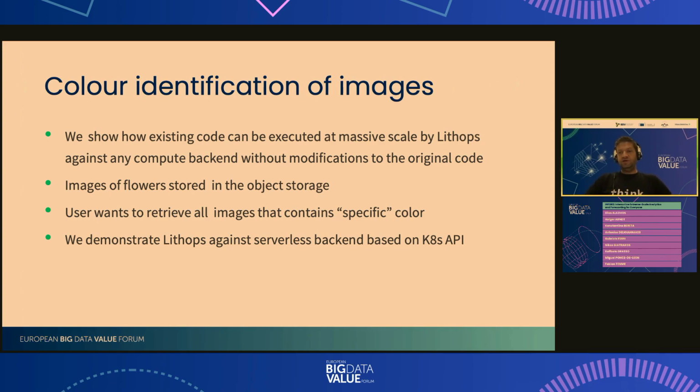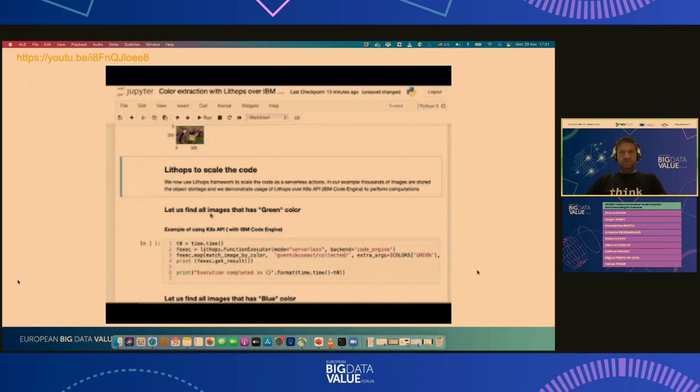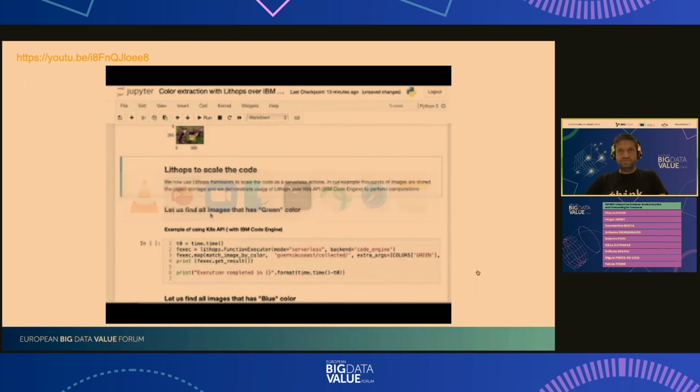I will show you how I can deploy it over the Kubernetes API. So I want to extract colors, find images by similarity, and extract colors from those images. This is another very short video I want to show you.